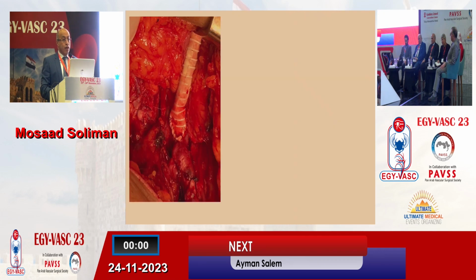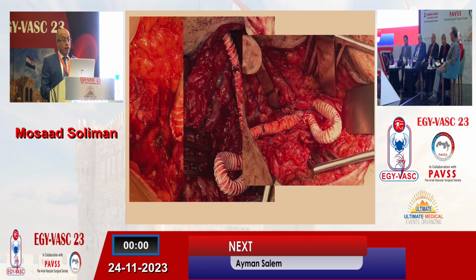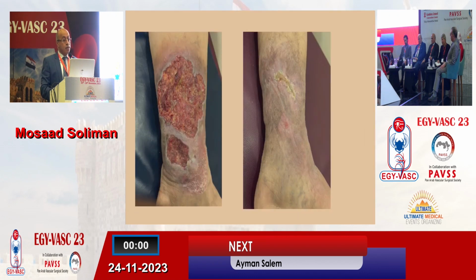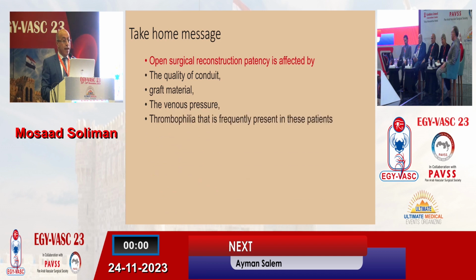And if you don't have a good quality saphenous vein, you can use a synthetic graft with an arteriovenous fistula, making a loop. Then you can close it, with a very good improvement of the venous ulcer in a couple of weeks. And the take-home message: the patency of the open surgical reconstruction is affected by the quality of the conduit, the graft material, the venous pressure, and thrombophilia, which is a common situation.